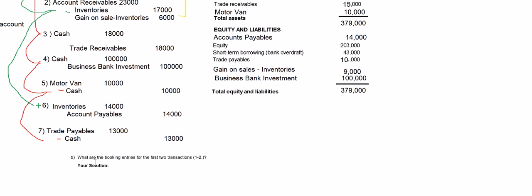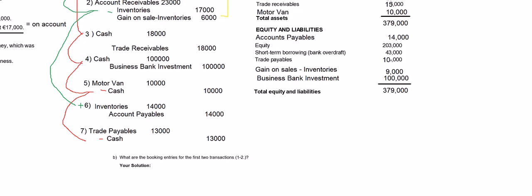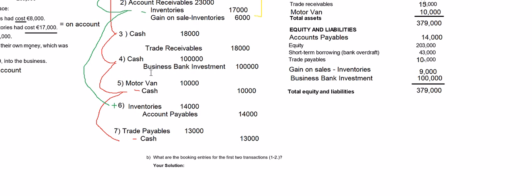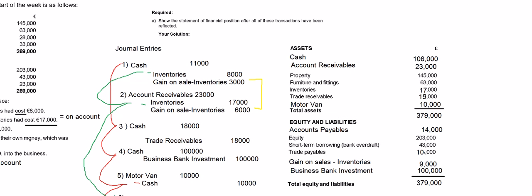And the last one, what are the booking entries for the first two transactions? So the answer should be similar to this one.